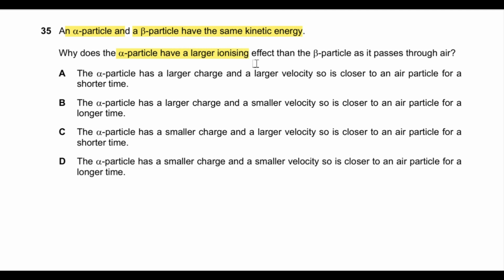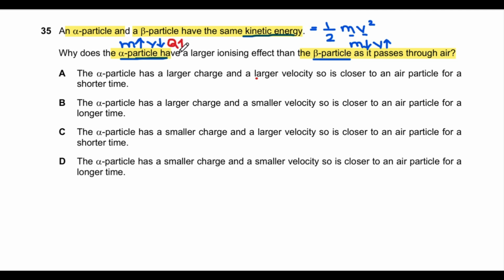Question number 35 says an alpha particle and a beta particle have the same kinetic energy. Why does the alpha particle have a larger ionization effect than beta particles as they pass through air? They both have the same kinetic energy, and kinetic energy depends upon two things, mass and velocity. Alpha particles are heavy and they have greater mass. That means to have the same kinetic energy as beta particles, they would have a lesser speed. Beta particles have lesser mass, so to make the kinetic energy the same, they would have a greater velocity.